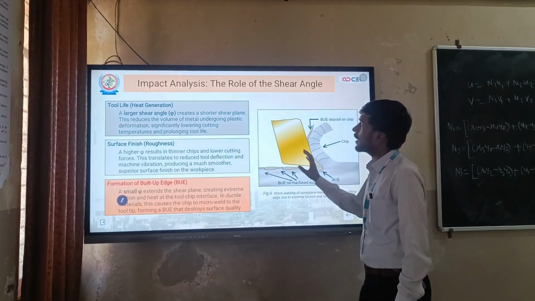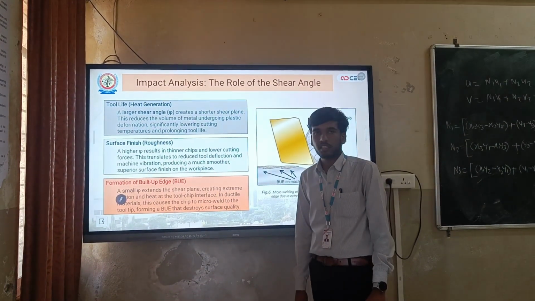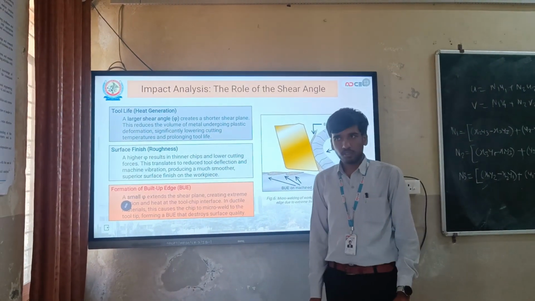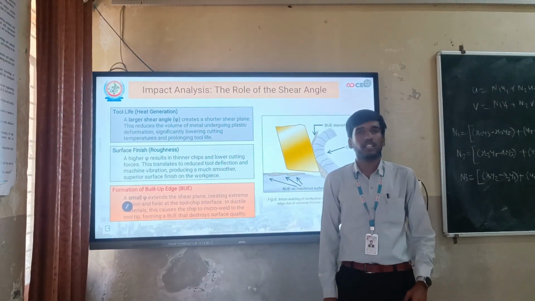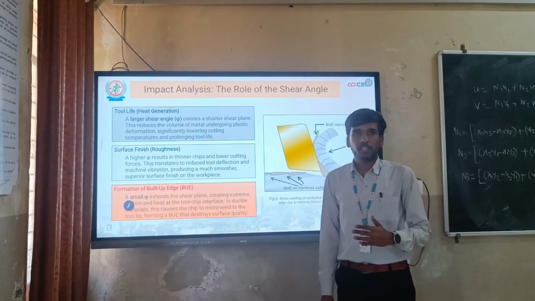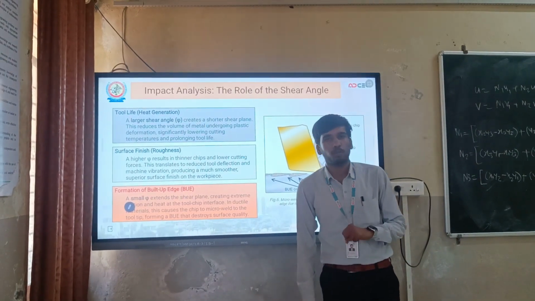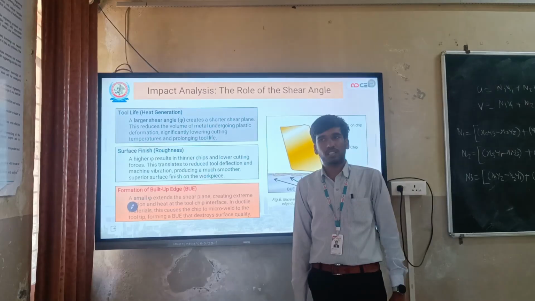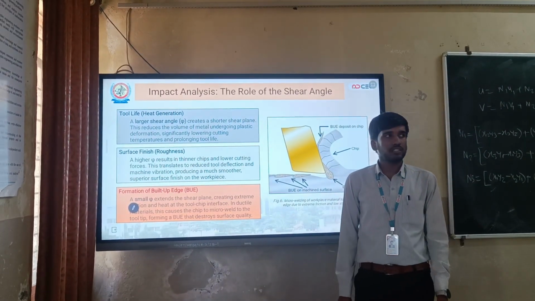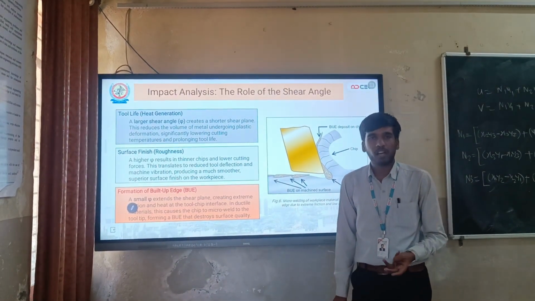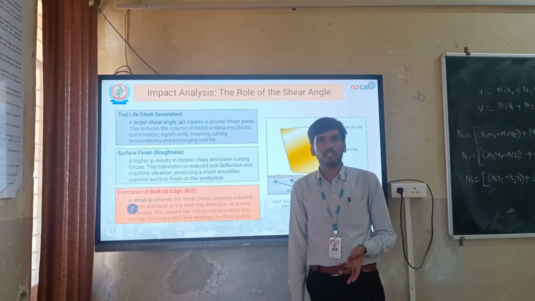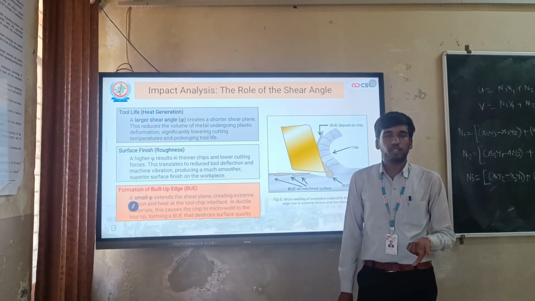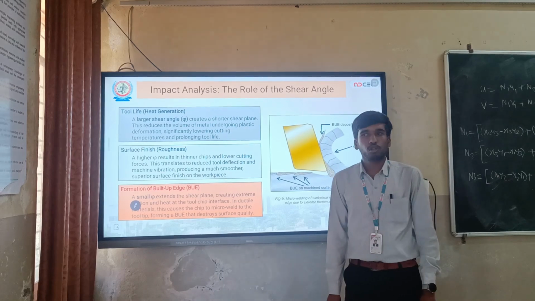Now we see the impact analysis of the role of the shear angle in the cutting process. What if we have a high shear angle? Sorry, if we have a low shear angle, then it leads to a long shear plane, which means the material undergoes plastic deformation over a longer distance. That means we require a higher cutting force and higher energy consumption, and it generates high heat. Then due to improper heat distribution in the tool, tool wear accelerates.